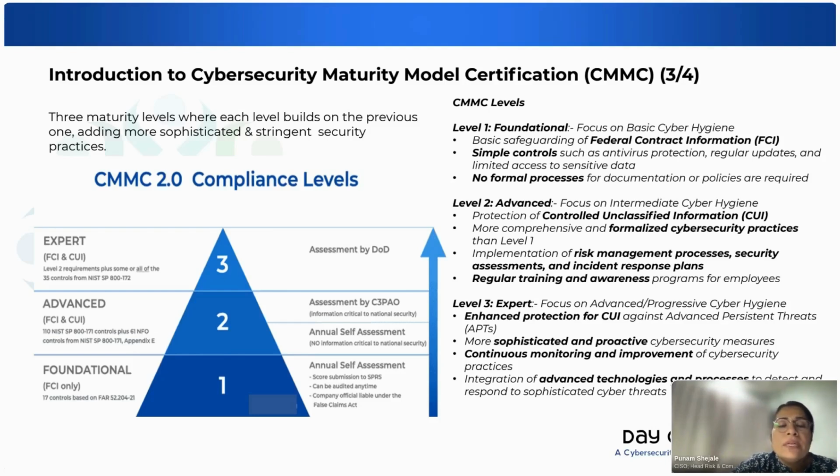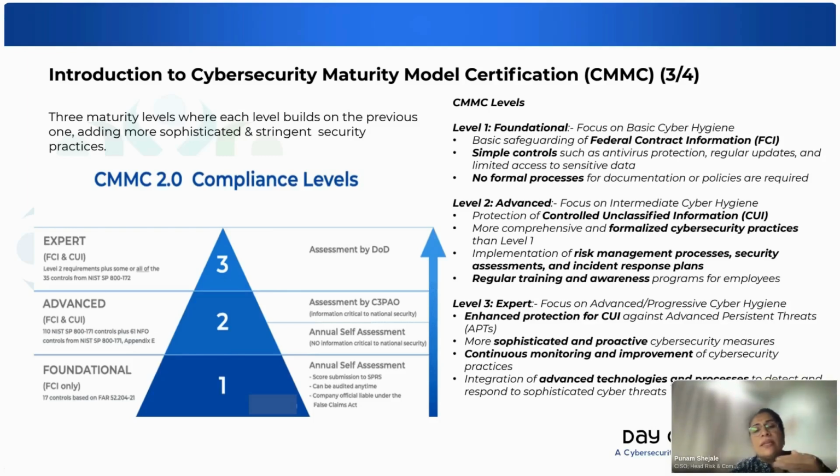Then level 3 is the highest and most stringent maturity requirement of the model, which is called expert, in which FCI and CUI will be there, which needs to be protected. In addition to level 2 requirements, which is all 110 controls of NIST SP 800-171, additional controls from NIST SP 800-172 also need to be implemented, and the assessment and certification will be done by the DoD.